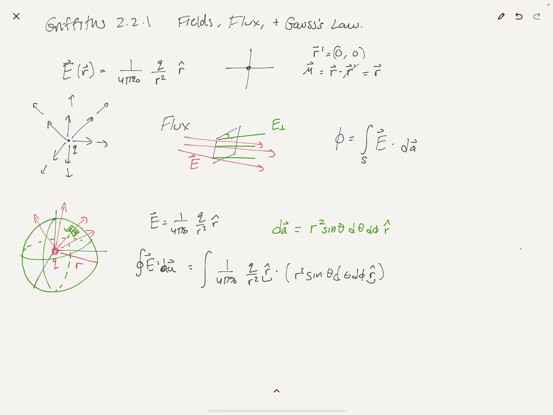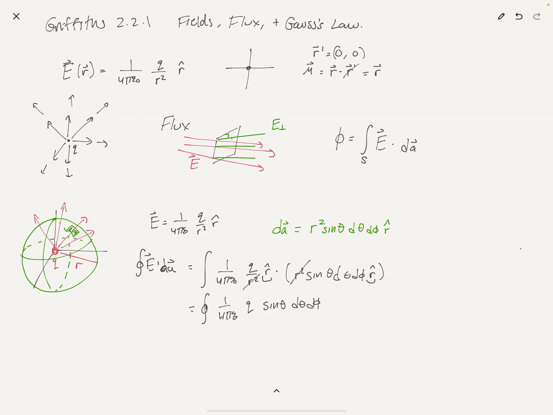We also notice something interesting here: the r squared from my dA vector and the r squared from my electric field cancel each other out, meaning that the flux that goes through a sphere is going to be the same regardless of the size of the sphere. So I'm left with 1 over 4 pi epsilon naught q sine theta d theta d phi. This is the integral over that surface area.